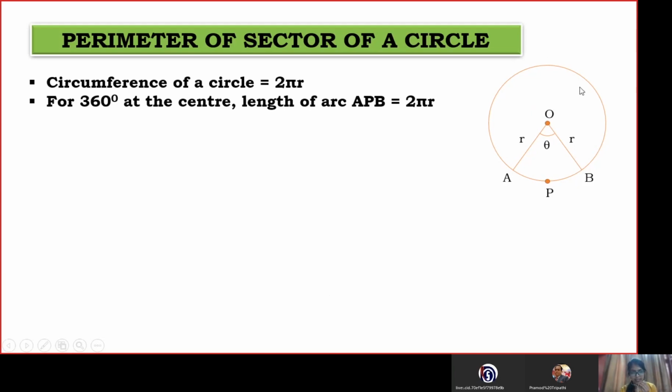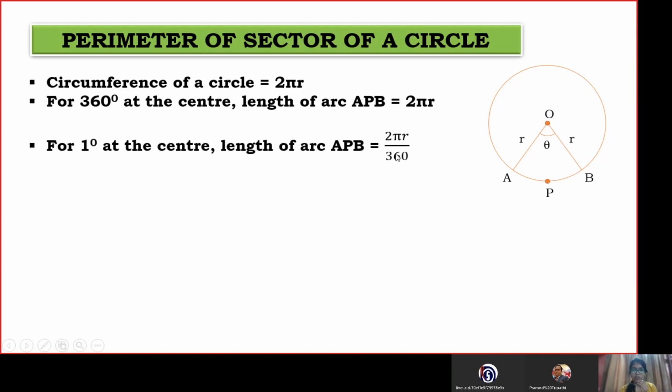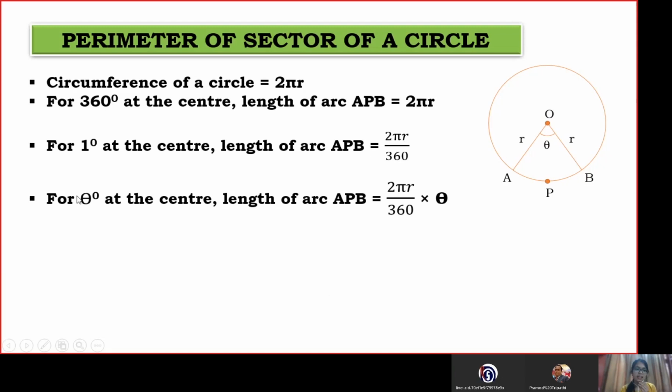So for 360 degrees, the length of the arc is 2 pi r. So for 1 degree, it will be 2 pi r divided by 360. This is simple unitary method. So if we have an angle of theta degrees at the center, then what will be the length of the arc? It will be 2 pi r upon 360 multiplied with theta.